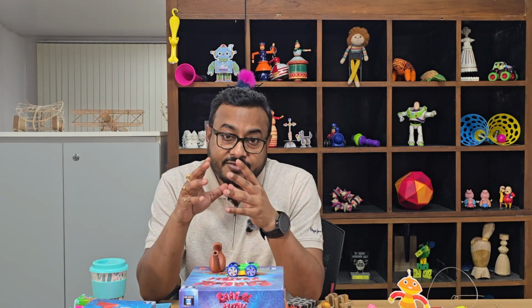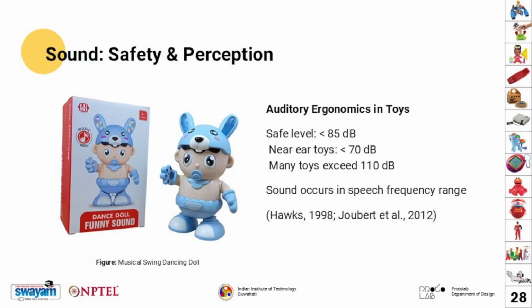But continuous music or layered sounds interfere with interpretation. Instead of feedback, sound becomes background noise. Unlike color, sound cannot be ignored. It affects the body directly. Research shows continuous exposure above about 85 decibels risks hearing damage, and toys held close to the ear should stay approximately 65 to 70 decibels.